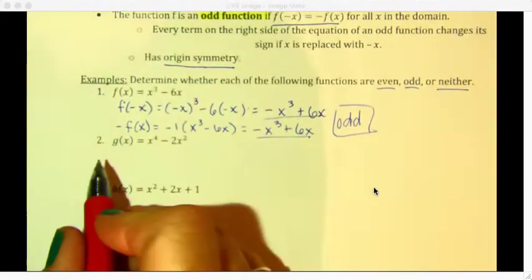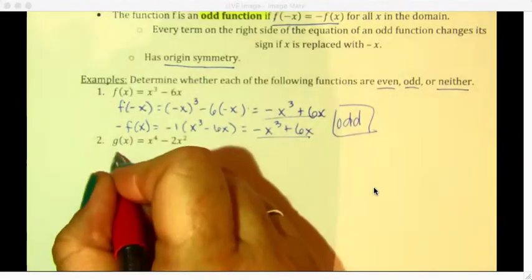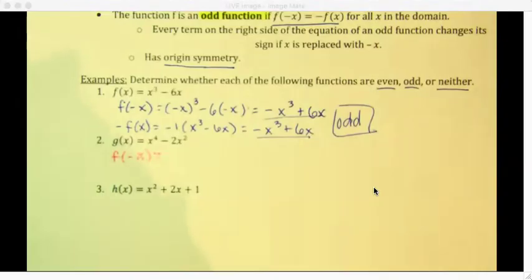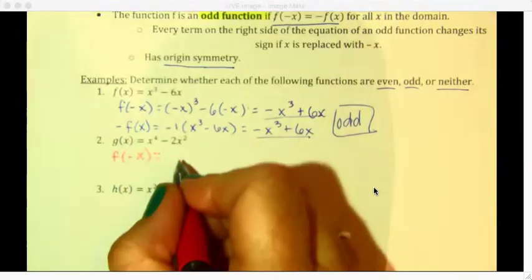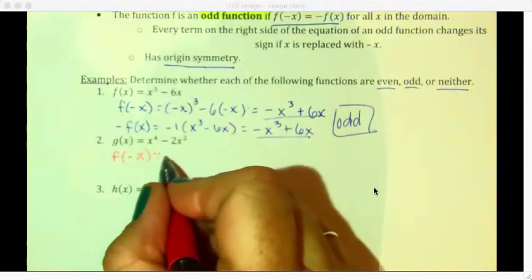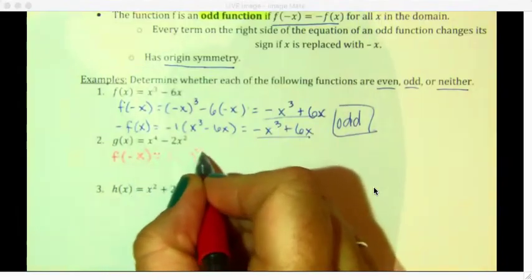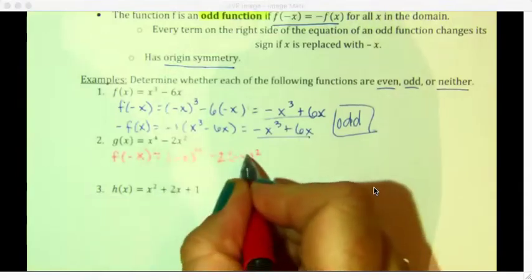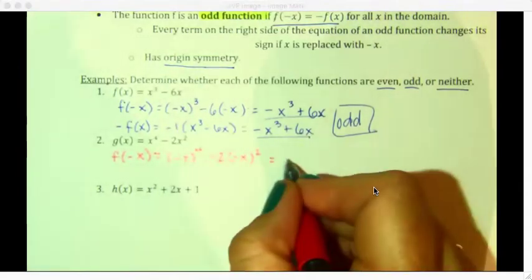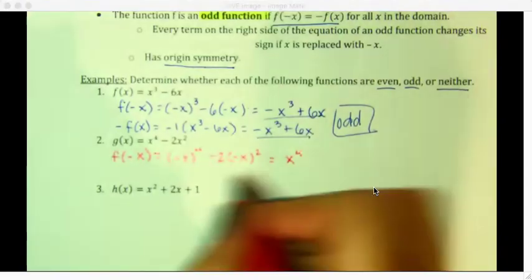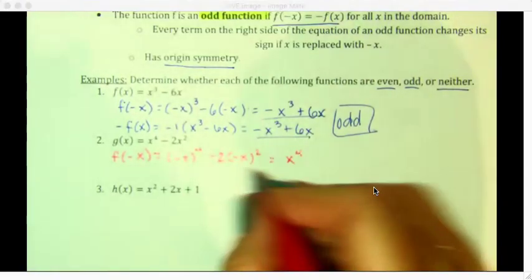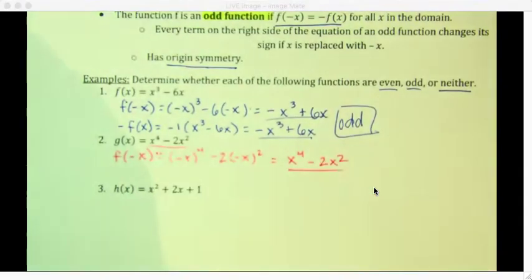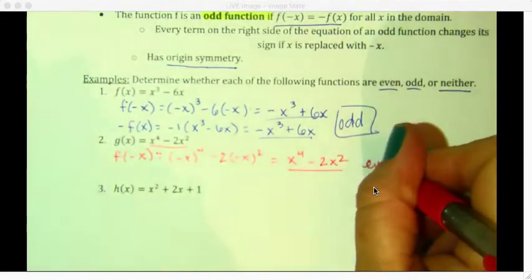The next example here, we have g of x. And again, first I want to check, okay, is it even? So I'm going to find g of negative x. Well, I'm going to take my original function, x to the fourth power minus 2x squared, and I'm plugging in negative x. Negative x to the fourth power is x to the fourth power. And then negative x squared is x squared times negative 2 is negative 2x squared. And this is exactly the same as the original function, which means that this is even.